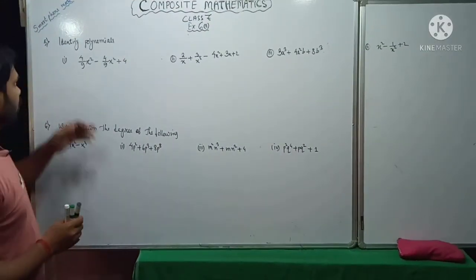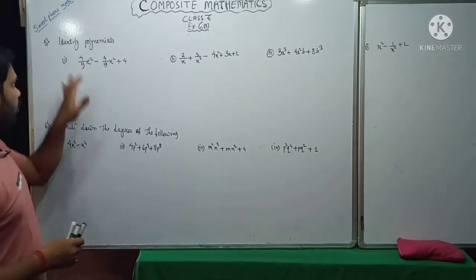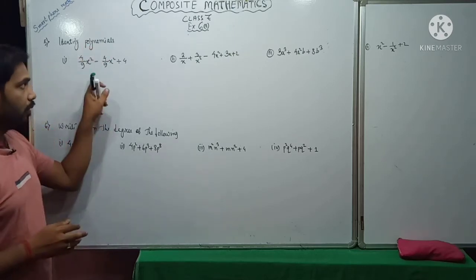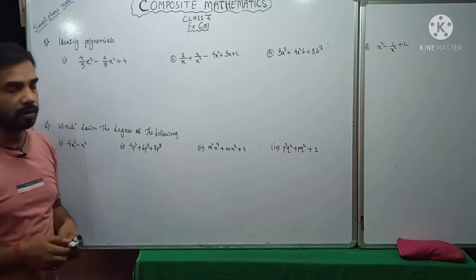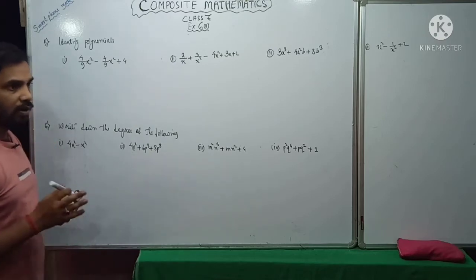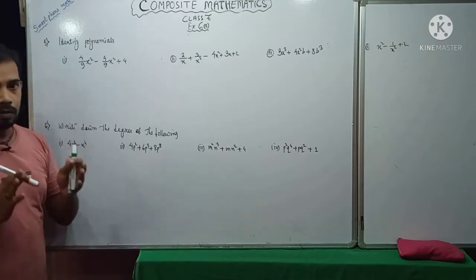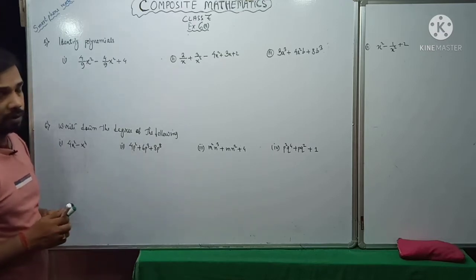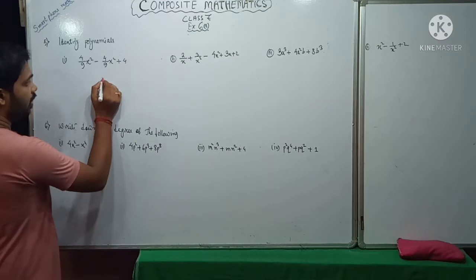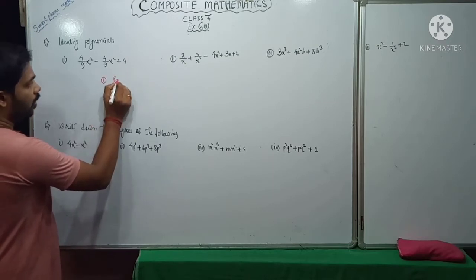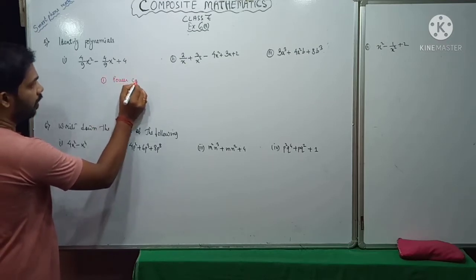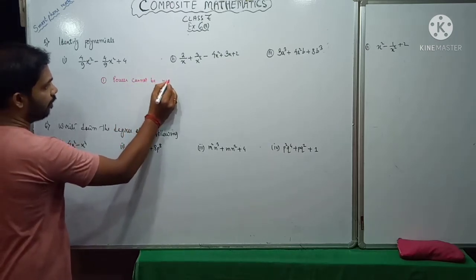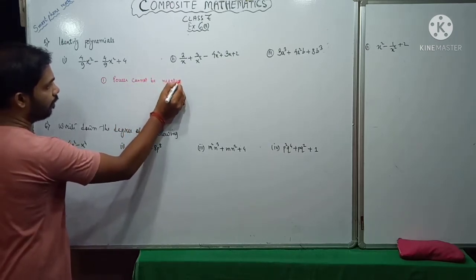Okay, hello students. Now question number 5 we are going to do. Here the question is given, identify the polynomial. So before doing this, you have to know what polynomials are. A polynomial has some conditions. In order for an expression to become a polynomial, we have to follow some conditions. So what are the conditions? First thing is that the power cannot be negative. Power cannot be negative.